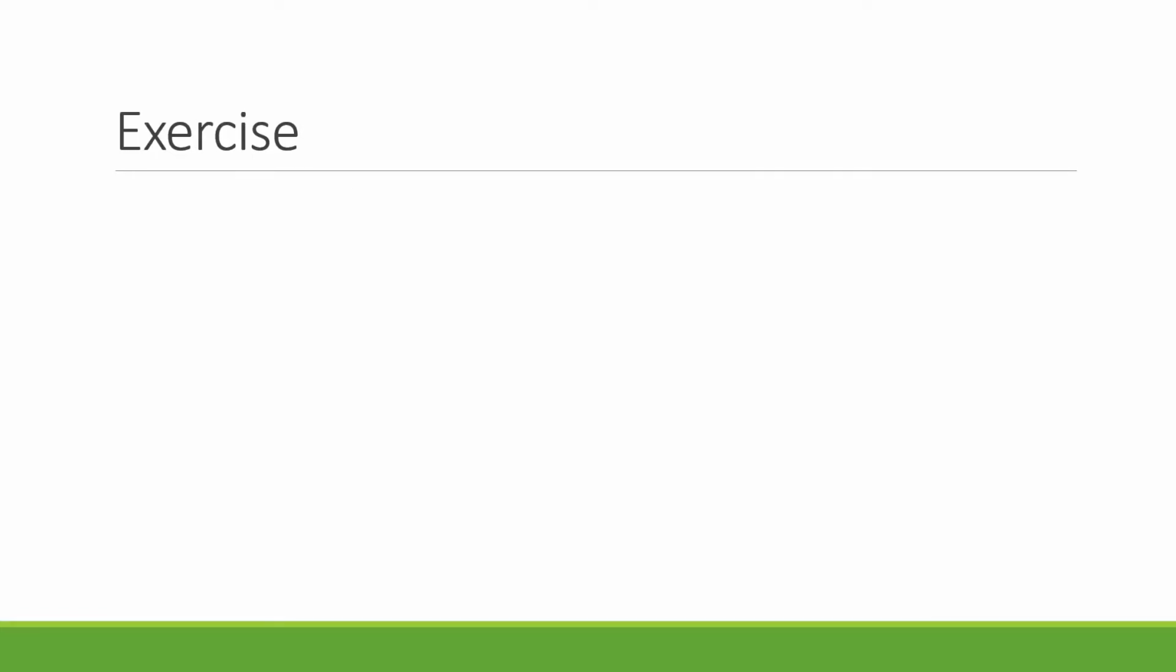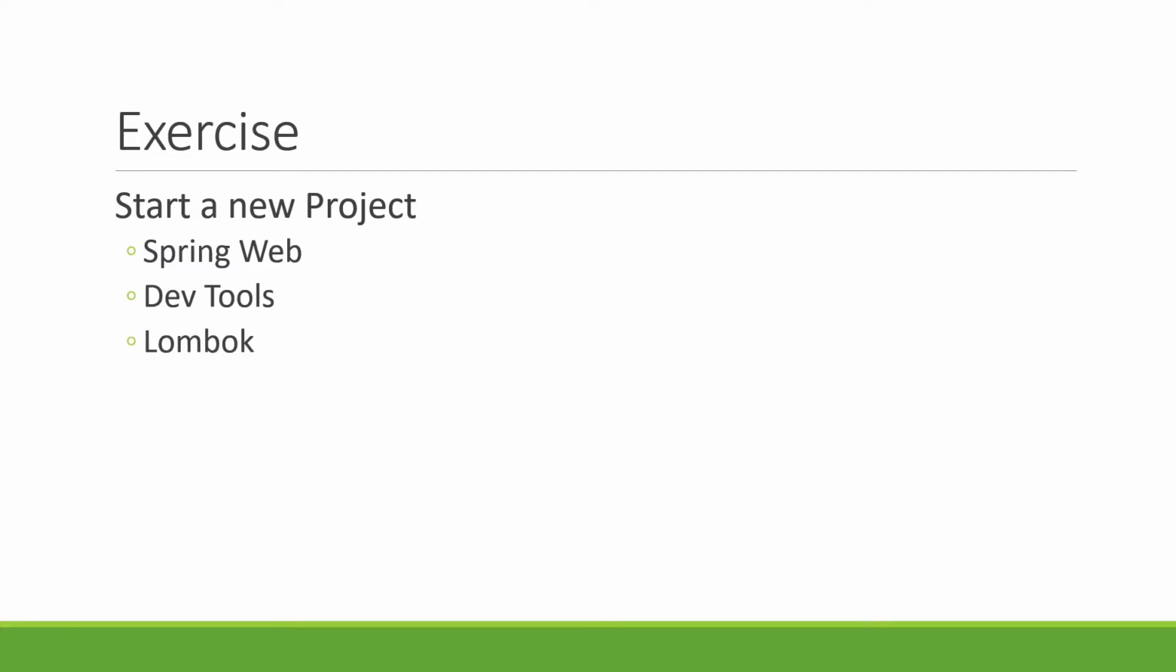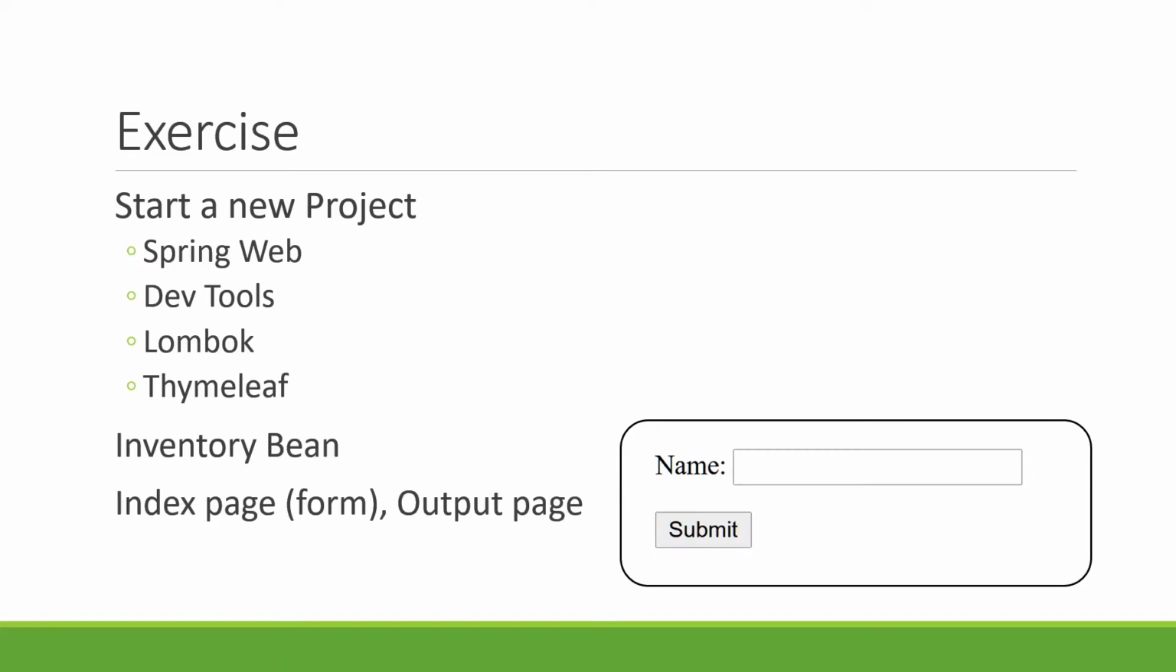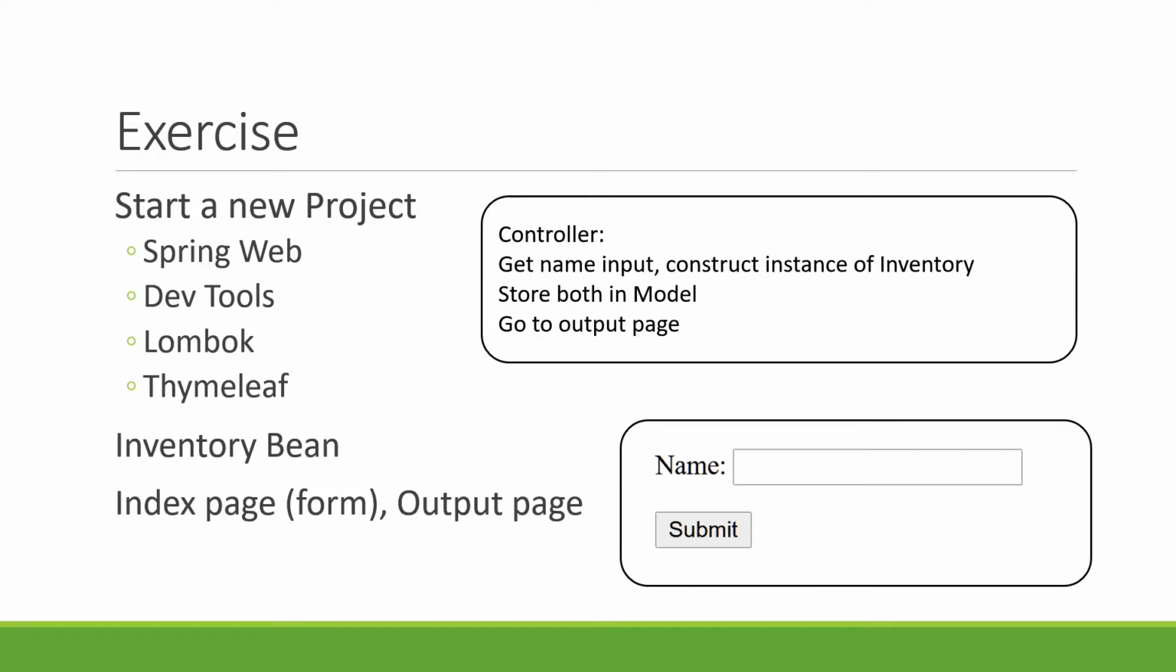Let's try all of this out with an exercise. Start a new project and add Spring Web, DevTools, Lombok, and Thymeleaf dependencies. Now copy your inventory bean from the previous lesson over into this project and add an index page and an output page. The index page should have a form that asks the user to enter their name. Then add a controller that maps to the root and loads the index page.